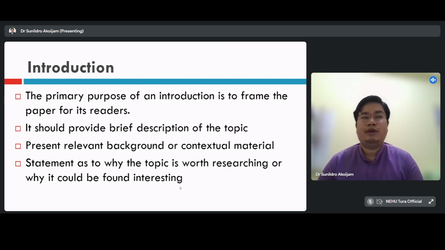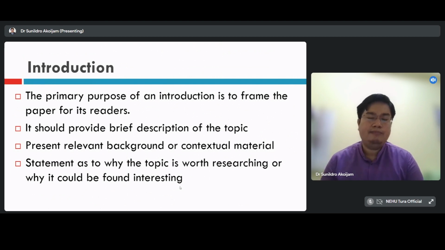In some cases, you as a researcher are required to provide some background in order to make your readers well acquainted with the topic or the domain. So in some cases, if required, you have to bring in that background and contextual material also. And the most important thing while writing the introduction is that you should give the justification as to why it is worth researching or why it could be found interesting.